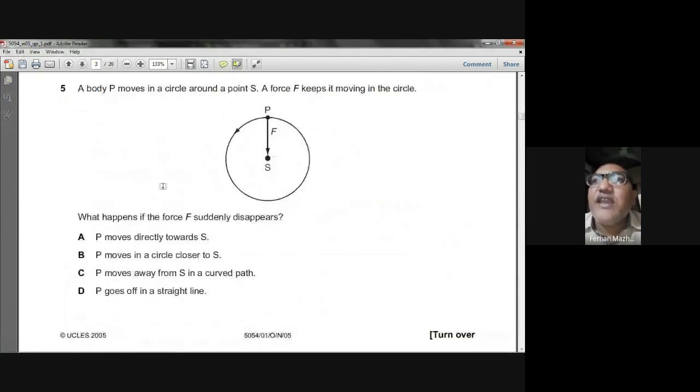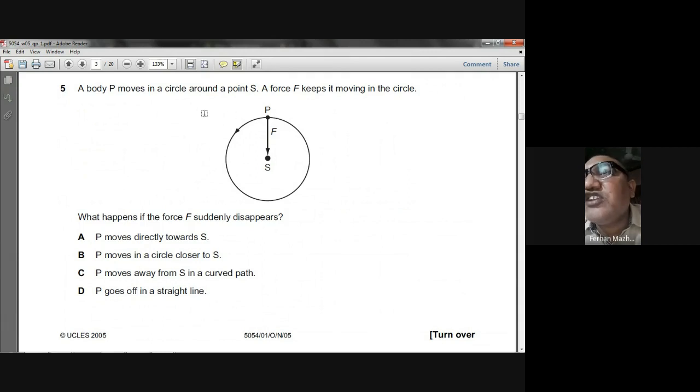We are moving to question number 5. He says a body P moves in a circle around a point S. A force F keeps it moving in the circle. What happens if the force F suddenly disappears? This force is a centripetal force that will disappear. For example, the point P is here, and this is the tangent.